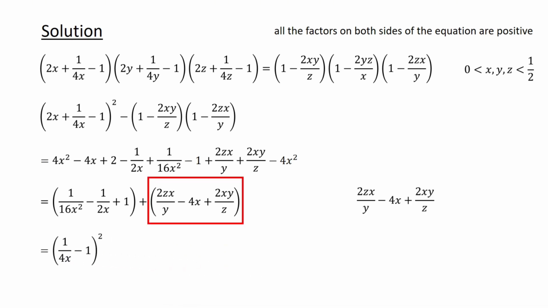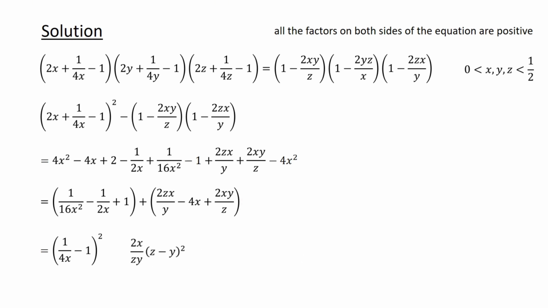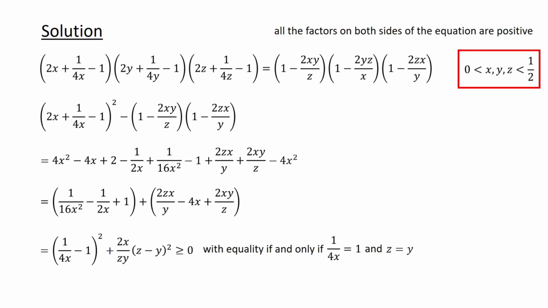For the term 2zx over y minus 4x plus 2xy over z, we factor out 2x over zy to obtain 2x over zy times z minus y whole square. Since x, y, and z are positive, our expression is greater than or equal to 0, with equality if and only if 1 over 4x equals 1 and z equals y. 1 over 4x equals 1 is equivalent to x equals 1 over 4.